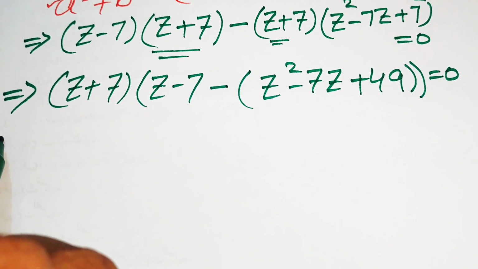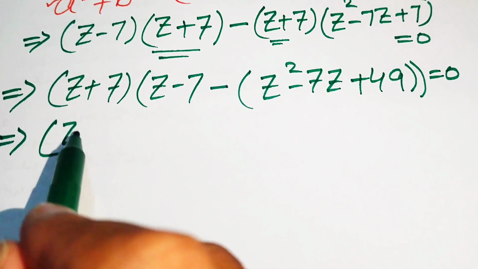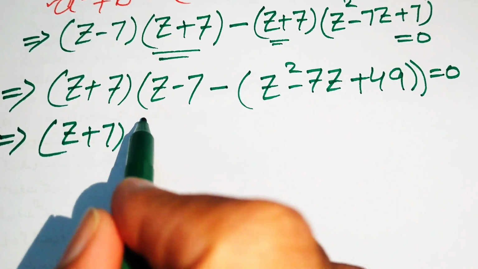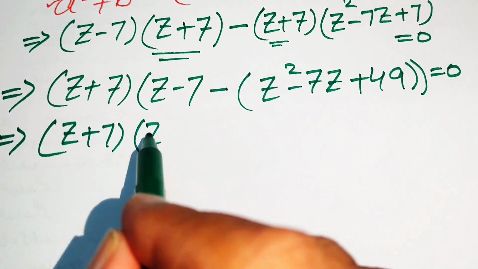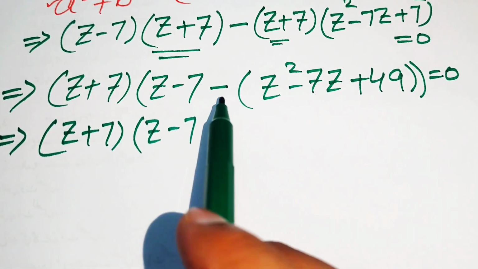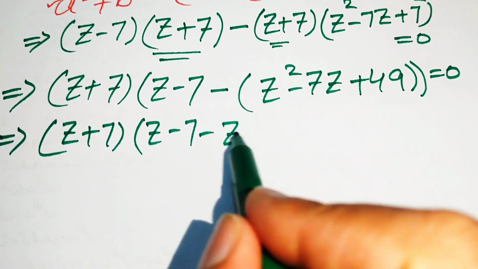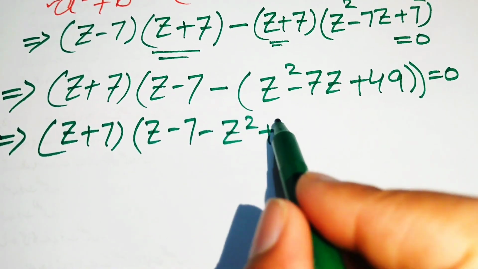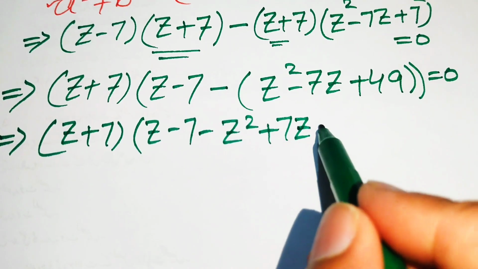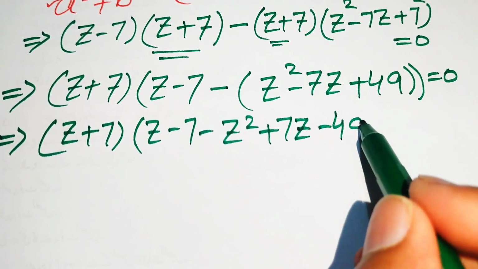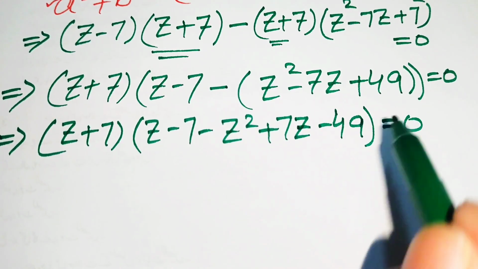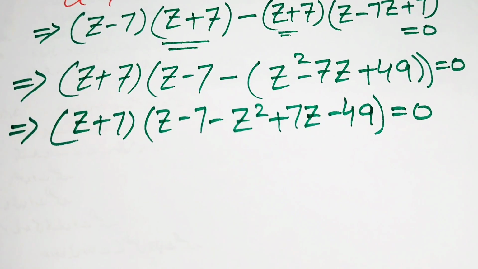So in the next step we need a little bit of simplification, and first we do this simplification and we have z minus 7, and now we multiply this minus sign on each of these terms and it will be written as minus z squared plus 7z minus 49, and this whole equation equals 0.